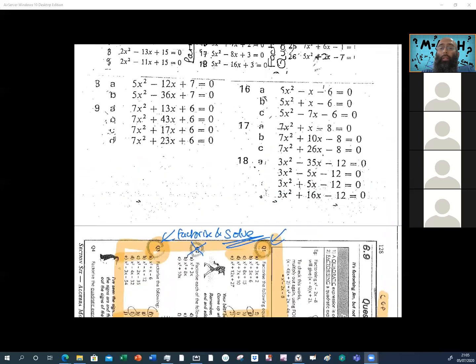Solve it as well, where it says factorize and solve it. Okay, are there any questions regarding the homework? So now these questions here, I'm going to say, do these as well, even though you don't have the answers to them. That will make your practice on this topic A1, and you'll be masters on these questions.